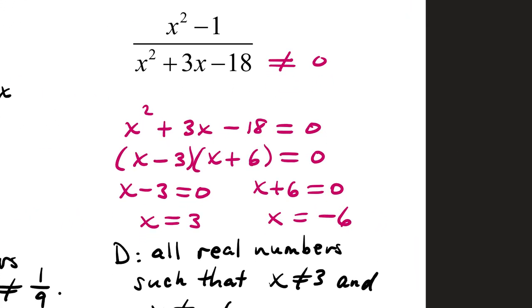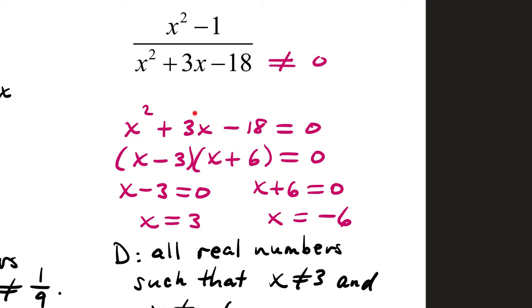In the next example, we have (x² − 1)/(x² + 3x − 18). With the domain of rational expressions, we only focus on the denominator. Remember that we don't want that to be 0. Dividing by 0 is undefined.